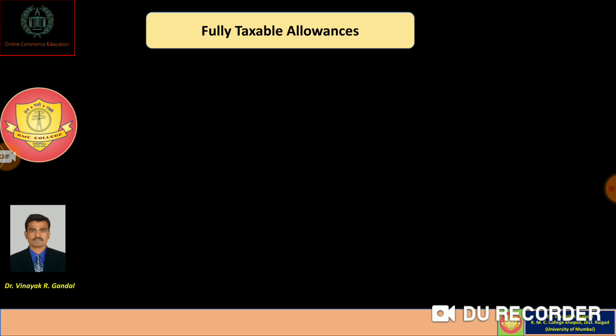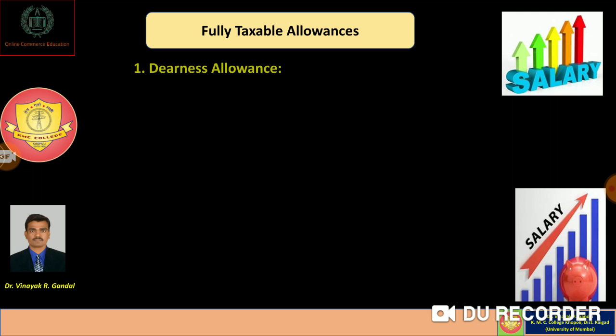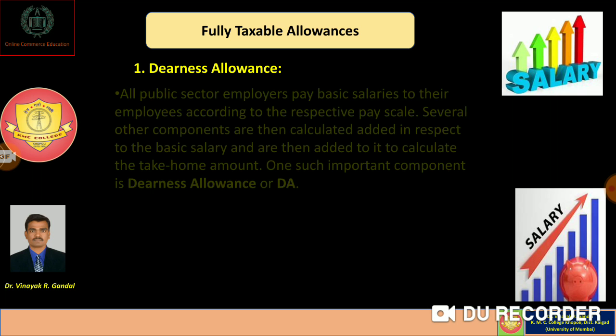As you know, whatever allowances an employee is getting are always chargeable to tax to some extent. There are some allowances which are fully taxable, some are partly exempt, and some are fully exempt from tax. So first of all, we have to understand the allowances which are fully taxable as salary income. The first allowance which we are going to study is called Dearness Allowance.